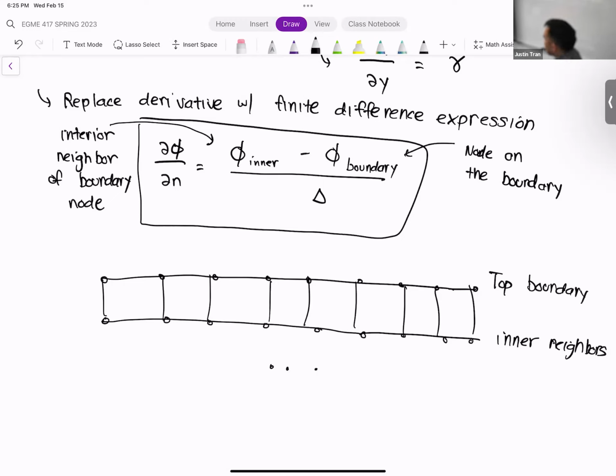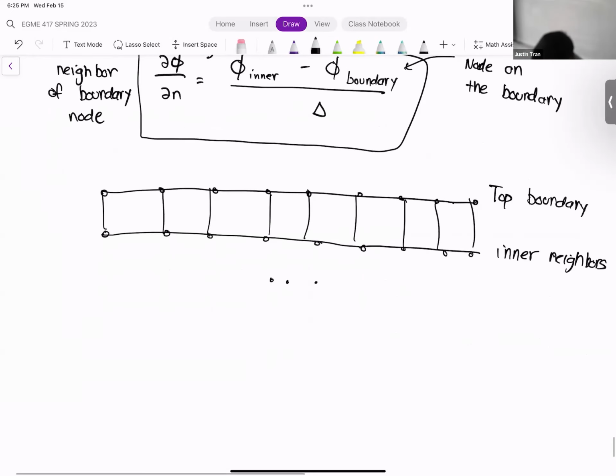Right? And so what this means basically is that when you're implementing the Neumann boundary conditions, you need to compute two sets of IDs, right? So you need to compute the ID number of the boundary node, and you need to compute the ID number of the inner neighbor as well. Okay.